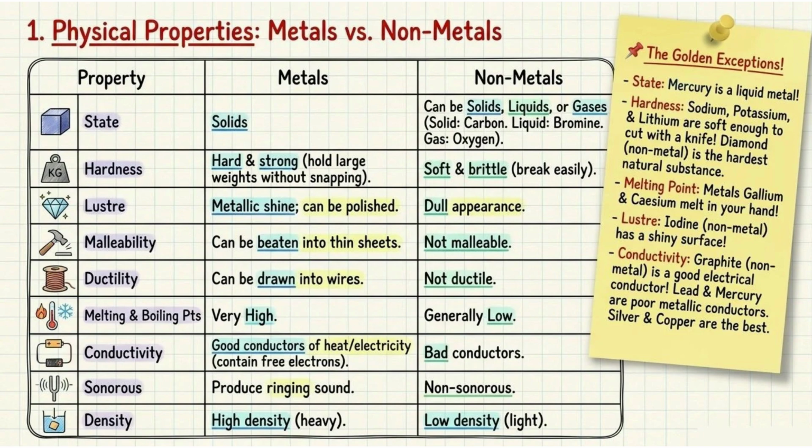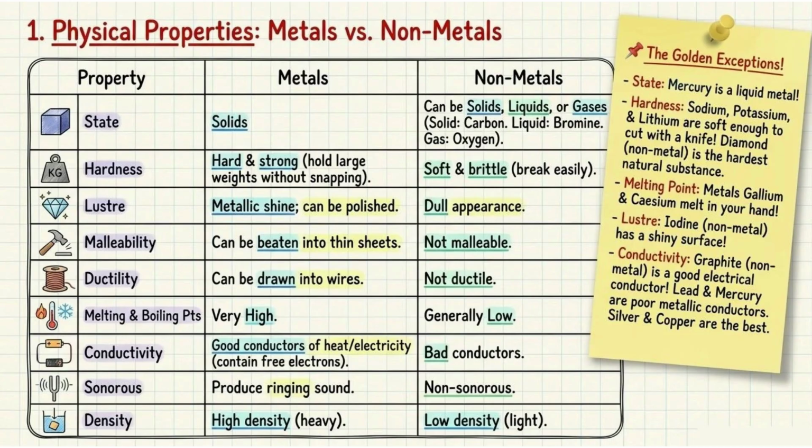Okay, let's do it. So for state of matter, we said metals are solid, but mercury is a metal that is completely liquid at room temperature. Right, like in old thermometers. Yeah. And meanwhile, nonmetals can be literally anything. Carbon is a solid, bromine is a liquid, and oxygen is a gas.